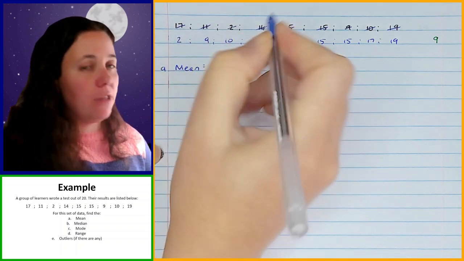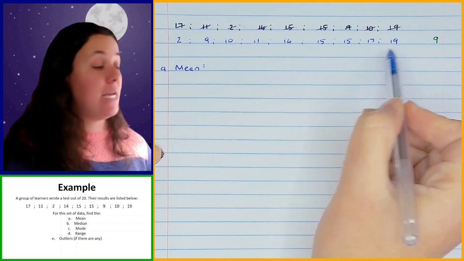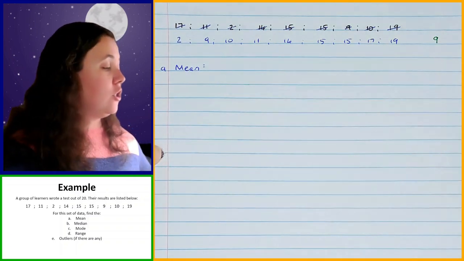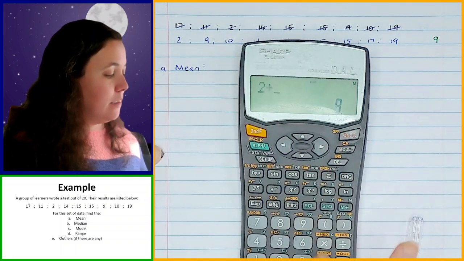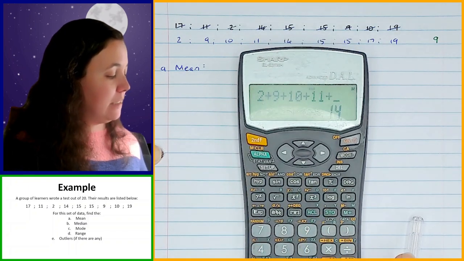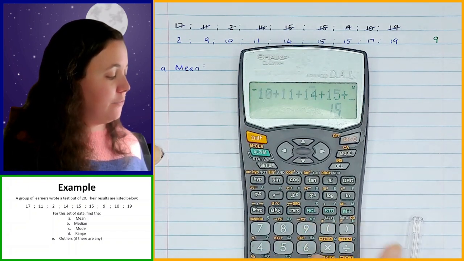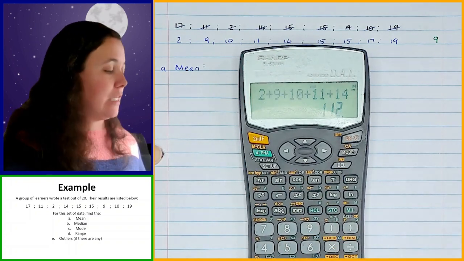So remember, to work out the mean, we're going to take all of these values and add them up, and then we're going to divide by the number of values that there are. So I'm going to use my calculator. I'm going to say 2 plus 9 plus 10 plus 11 plus 14 plus 15 plus another 15 plus 17 plus 19. And that gives me 112.